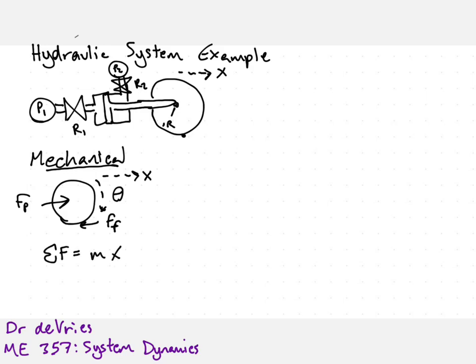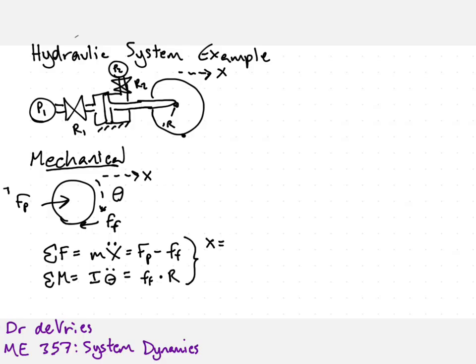So the sum of our forces is going to be the force from our piston minus the force of friction, and the sum of our moments is just going to be based off of that friction force, which means that we can have the sum of our forces just in terms of our mass moment of inertia and the force of the piston.